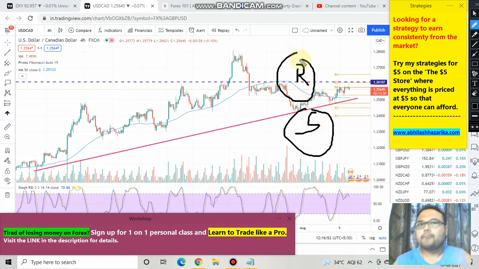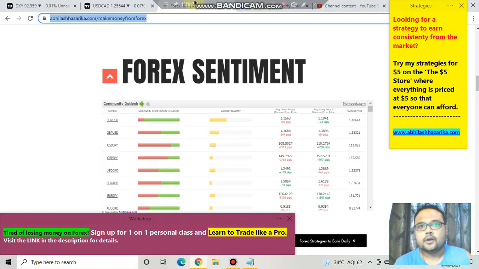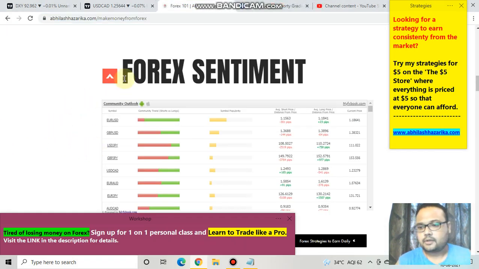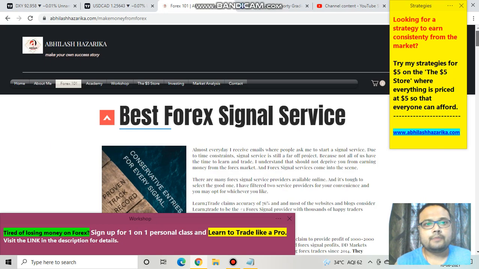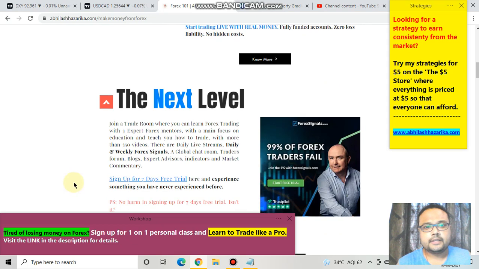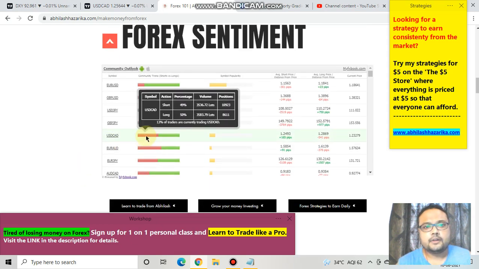Before going into the technical part, let's see what the retail traders are thinking. If we come to the Forex sentiment meter, you'll find it on my website avilashhajarika.com under the Forex 101 section. The Forex sentiment meter is telling us that 49% of retail traders have taken short positions and 50% have taken long positions. So you can clearly see that retail traders are also quite confused right now. They are also in a dilemma. They are not sure whether the market will be going up or going down. As a result, you are seeing a ratio of 49:50 here.